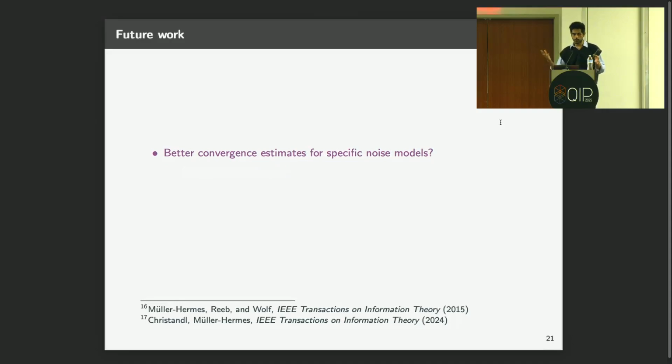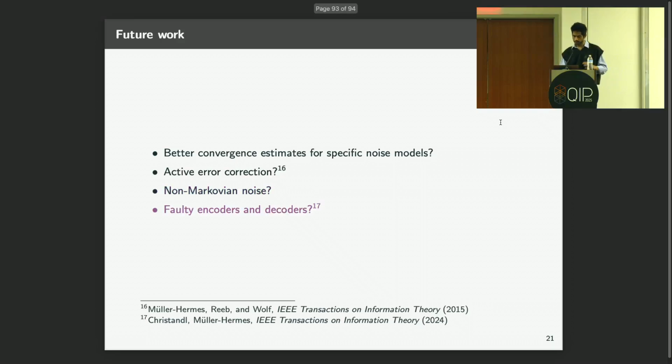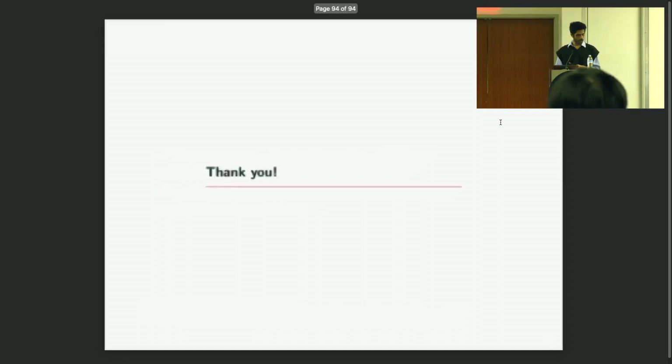Can you talk about a better convergence estimate if you have more knowledge about your noise process? Maybe you can do more fancy active correction where instead of a fixed recovery procedure, you allow some classical memory and you do things adaptively. What happens if your noise is not Markovian? I don't know. And what happens if, going away from Shannon theory now, your encoders and decoders are not perfect? Can you say something in that setting? Okay, but I'm almost out of time, so thank you for your attention.